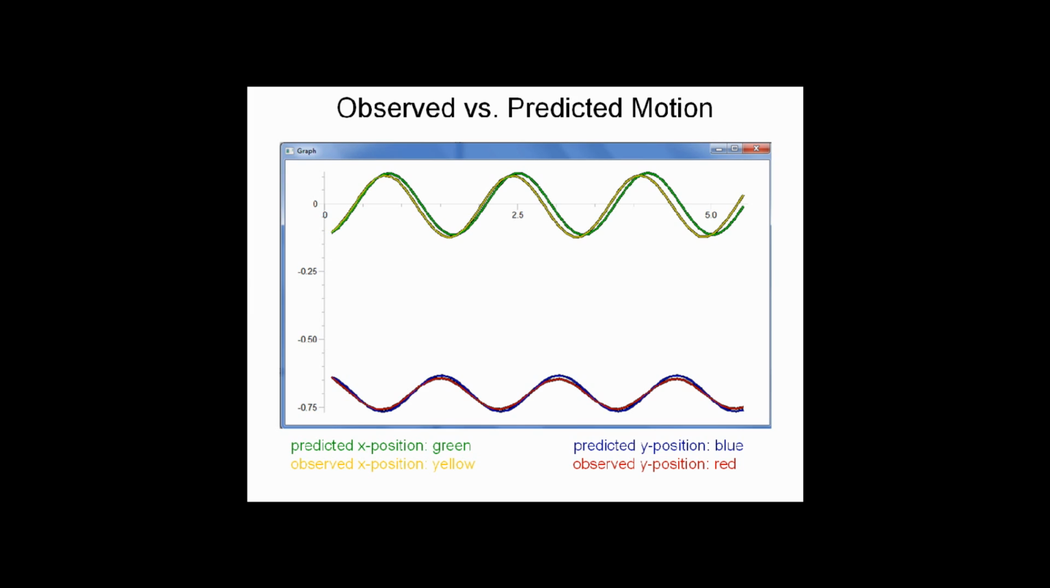In the x direction, there are a few discrepancies. This could be due to air resistance, which was not accounted for when calculating the net force. In the y direction, the predicted position almost perfectly fits the observed position. The discrepancies at the crest and trough could be due to human error in using Tracker as well.